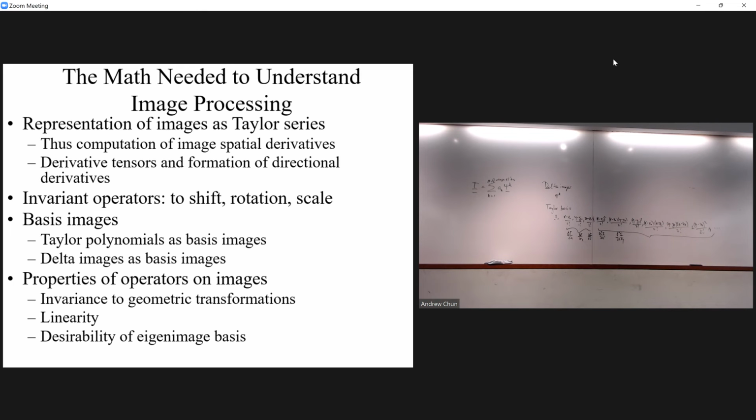For the Hessian in the gradient case, is it only a 3 by 3 with the diagonals being d2I by dx squared, dy squared, and so on? That's right. Yep. Exactly.